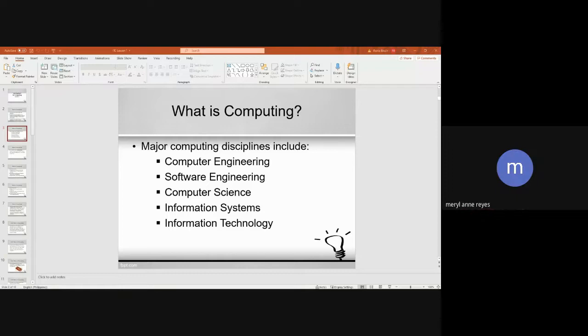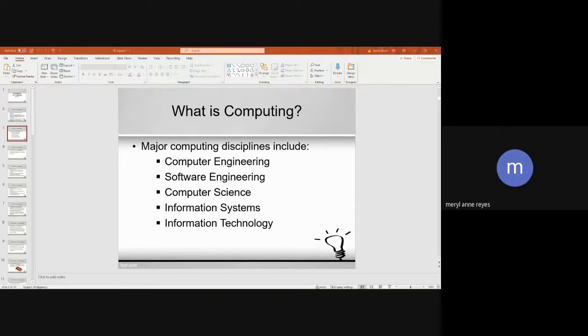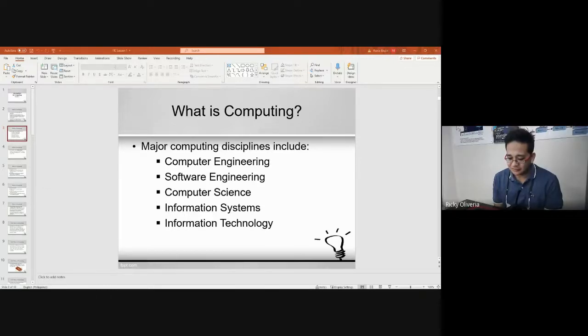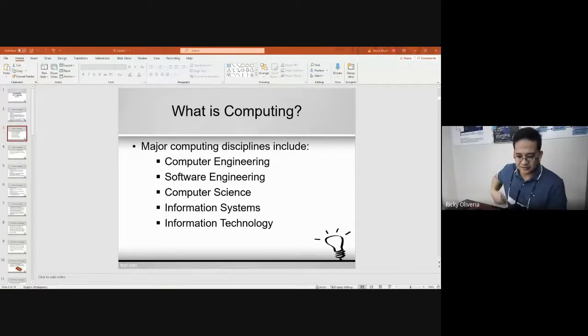Sir, ako po. Sige, Mariel. Sila po, sir, nagko-collect or nagpa-process ng information, or distribute ng information. Nagpa-process and nagdi-distribute ng information. Okay? Any more? Additional to that? Dito din po, sir, nakapasok yung database din po. Database. Okay, pumapasok ang database. What else?